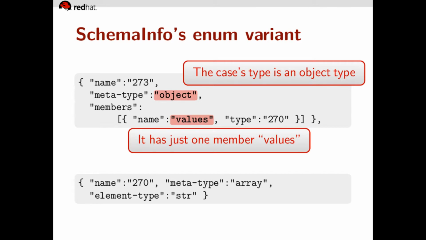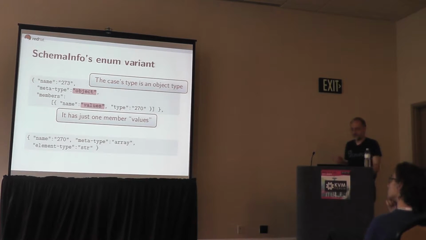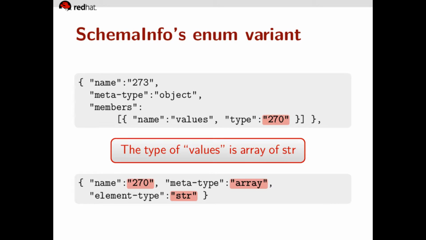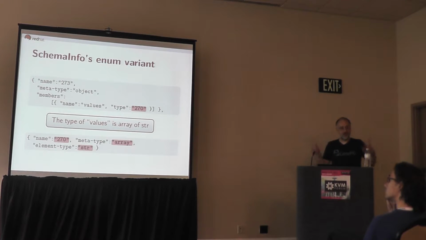Finally, let's have a closer look at one variant. I picked enum. So the variant case's type is an object type. As I said, it would be. The object type has just one member called values, and its type is array of string. Taken together, when the meta-type is enum, there is one additional member called values, and its type is array of string.